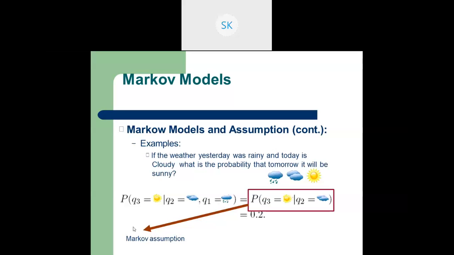So what is the Markov assumption? The Markov assumption is that tomorrow, the future, depends on today only, not on one day or two days before today. So it leads to the probability of the weather tomorrow, predicting whether tomorrow is sunny with respect to the weather today being cloudy. That probability is 0.2. I don't think it's given here in the slide. Whatever the probability is, the Markov assumption is that it depends on the present, not on the past.